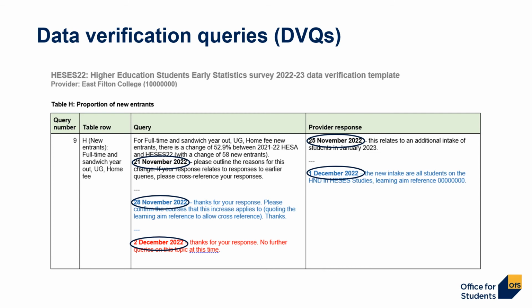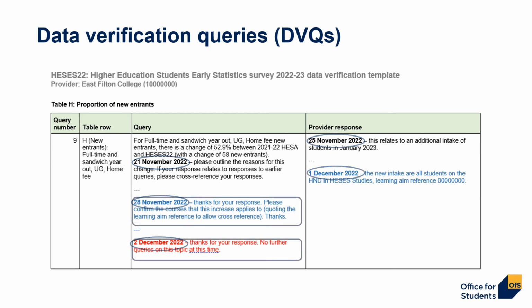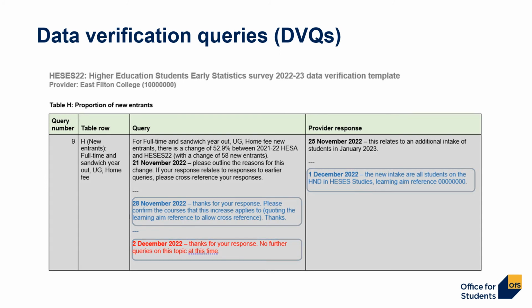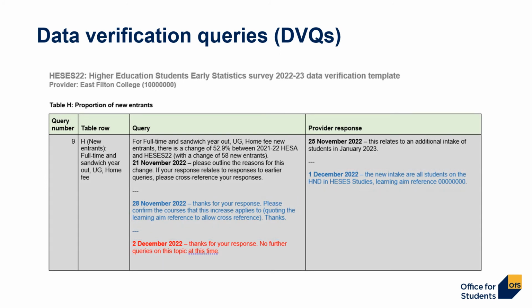To further assist with this, if there's more than one exchange of queries and responses, data verifiers will often colour the text of their queries to help distinguish them from each other. It's helpful if this is mirrored in the provider responses. Finally, once a query has been successfully answered, the entire row will be shaded grey to show that it has been completed.